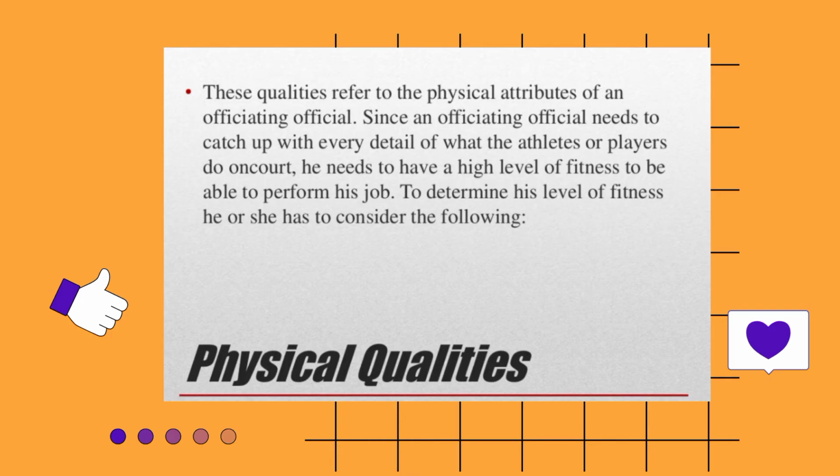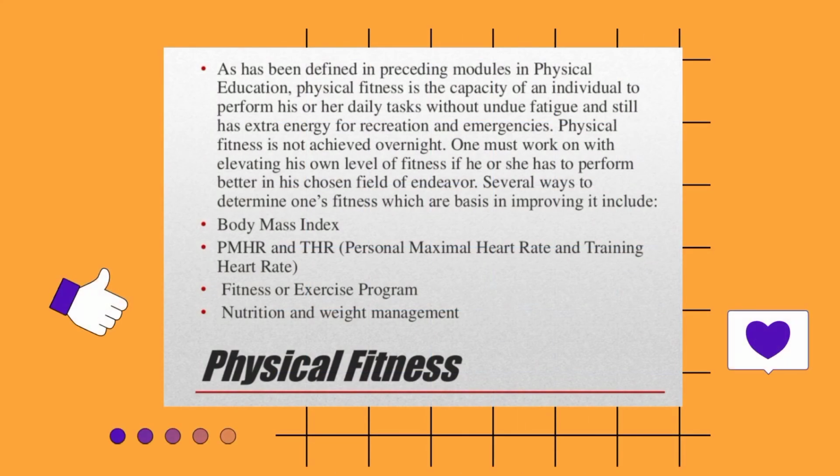Since an officiating official needs to catch up with every detail of what the athletes or players do on court, he needs to have a high level of fitness to be able to perform his job. To determine his level of fitness, he or she has to consider the following. Physical fitness. As has been defined in preceding modules in physical education, physical fitness is the capacity of an individual to perform his or her daily tasks without undue fatigue and still have extra energy for recreation and emergencies.